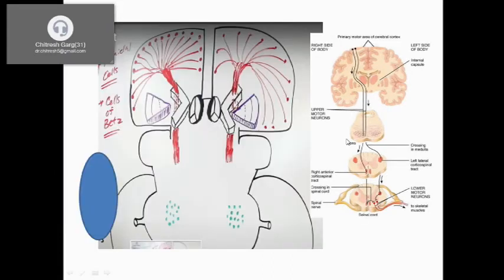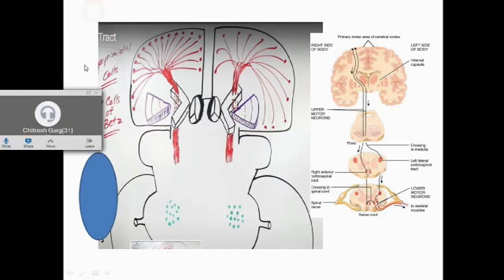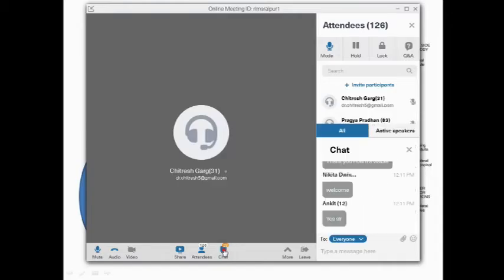How do these different fibers arise in the cortex? These are called neurons. So in this motor cortex, they are called pyramidal cells or neuronal cells of Betz.